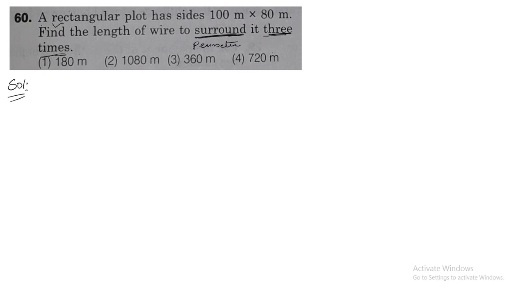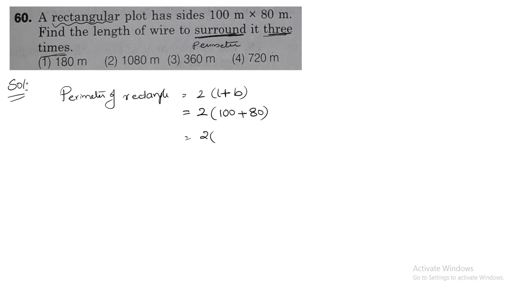Now what is the shape of the plot? The shape of the plot is a rectangle. Then we need to remember the perimeter of a rectangle. The perimeter of a rectangle is equal to 2 times (L plus B). So from this, what am I going to get? 2 times, what is L here? L is 100 plus breadth is 80. So 2 times this 180 is 360 meters. This is nothing but the length of the wire for one round.